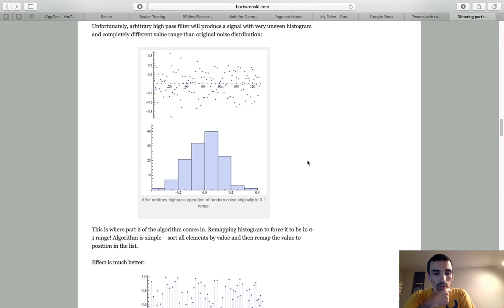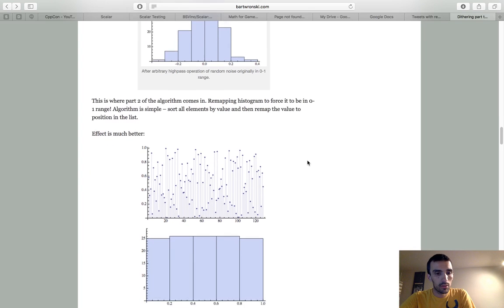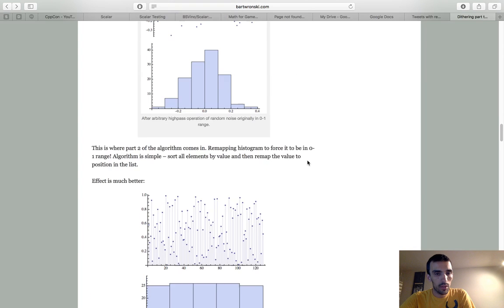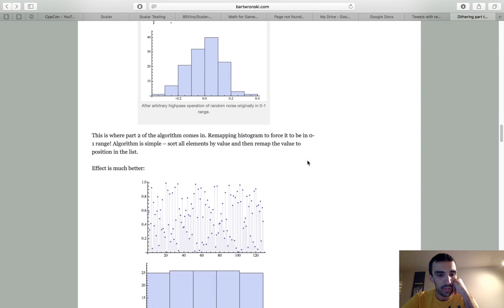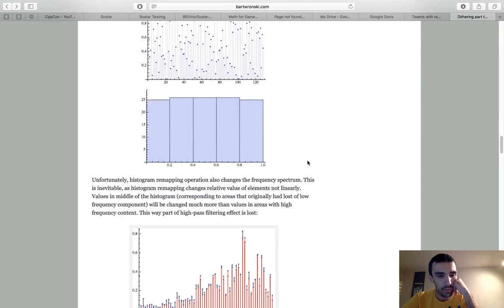That's where part 2 of the algorithm comes in, remapping the histogram to force it to be in the 0 to 1 range. Interesting. Sort all elements by value and then remap the value to its position in the list. And then you get a much better effect. Very cool.